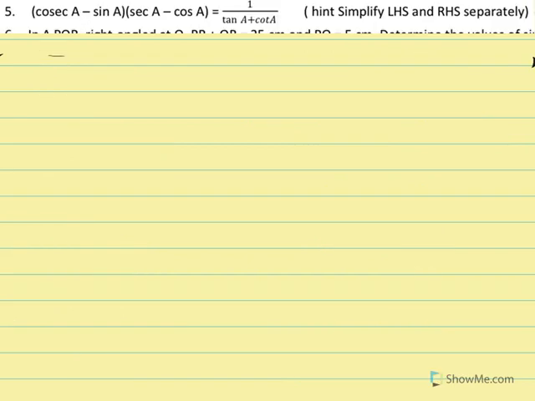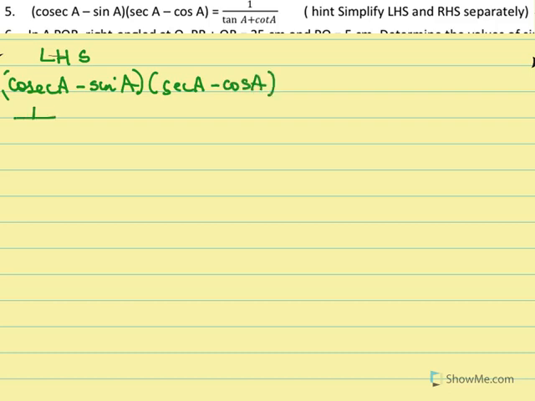Here in this sum we are going to solve separately the left hand side and the right hand side. Now for the left hand side, it is (cosec A minus sin A) into (sec A minus cos A). Now we know cosec is 1 over sin, so 1 over sin A minus sin A. This is one bracket. Now sec A is 1 over cos A, minus cos A.